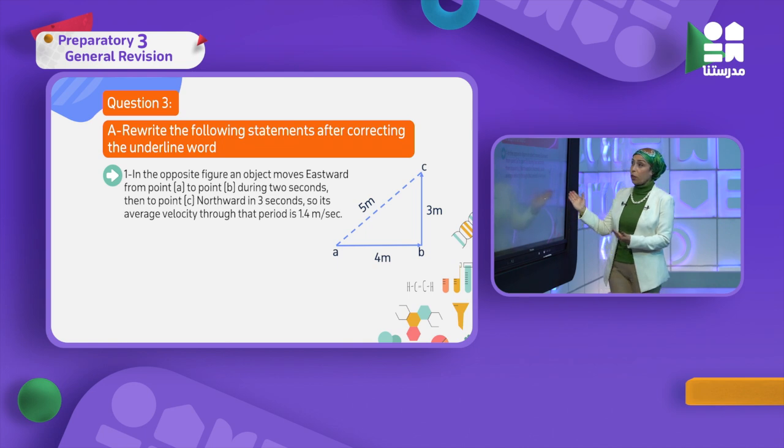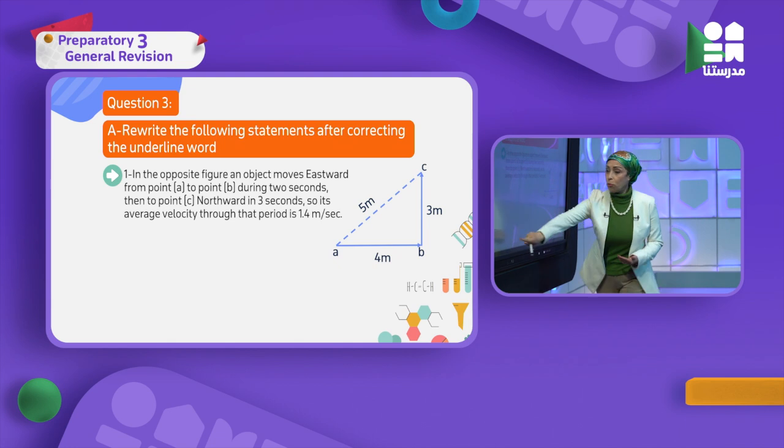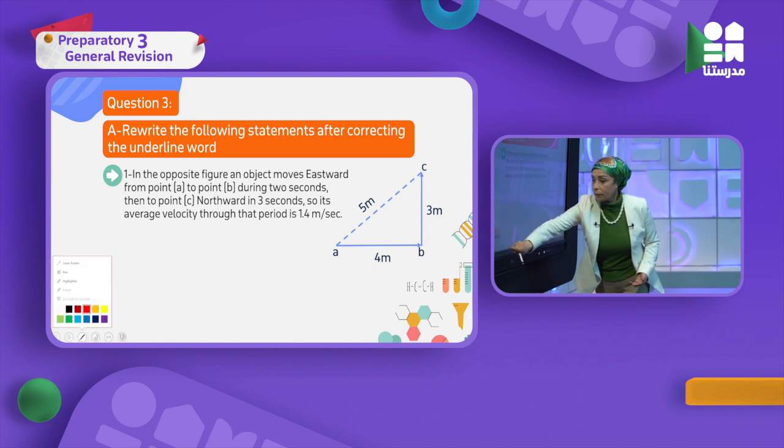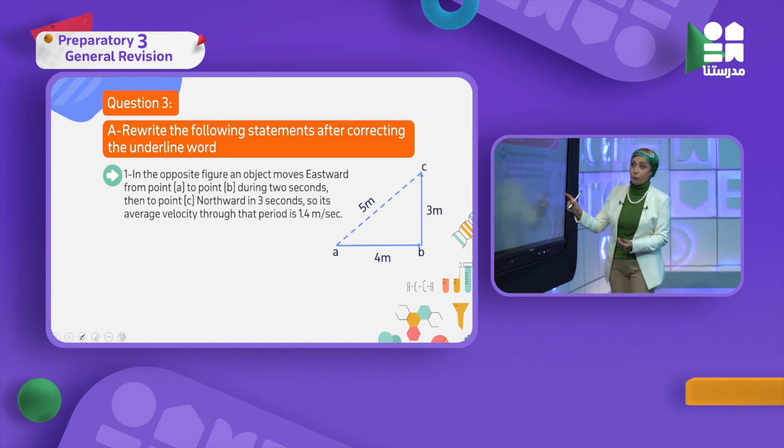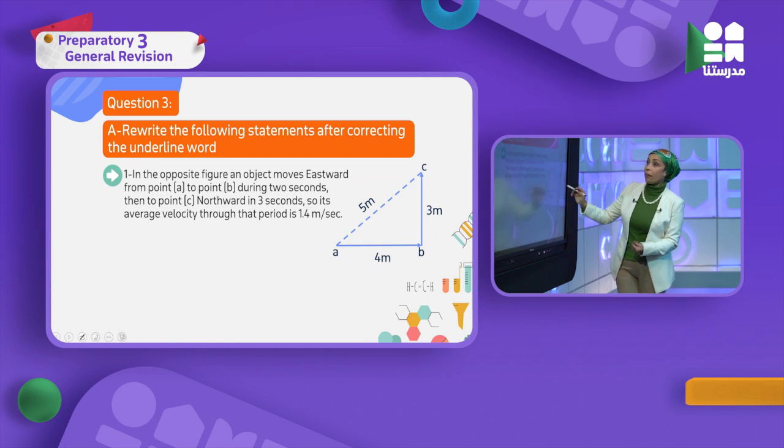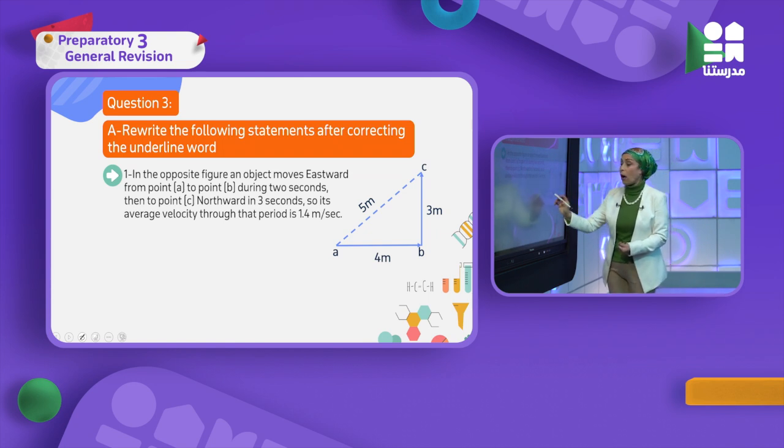In the opposite figure, an object moves eastward. I have an object here moving eastward, so it moves in this direction from point A to point B. And then during 2 seconds, it covered this distance in 2 seconds. This is my time: the time here equals 2 seconds.